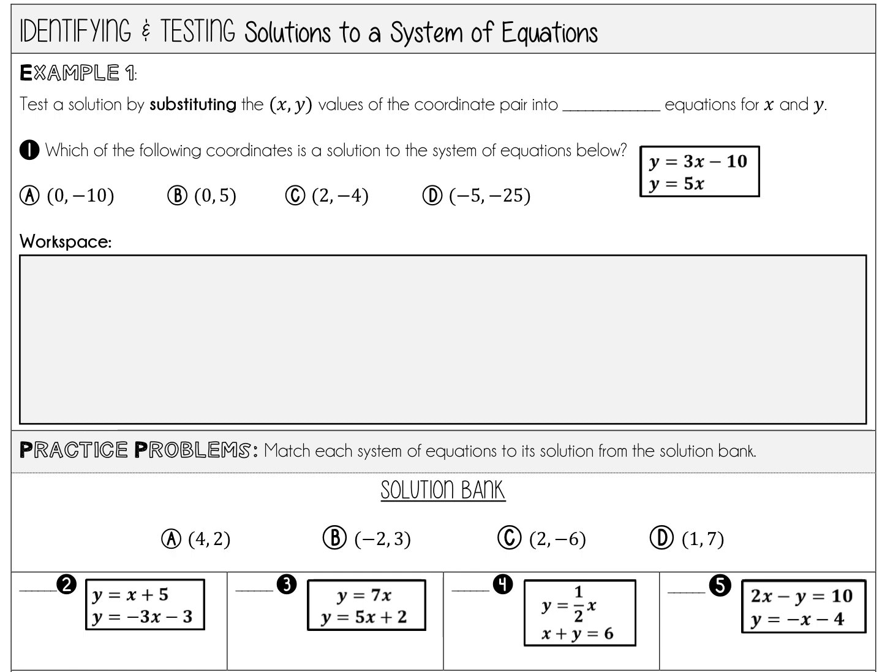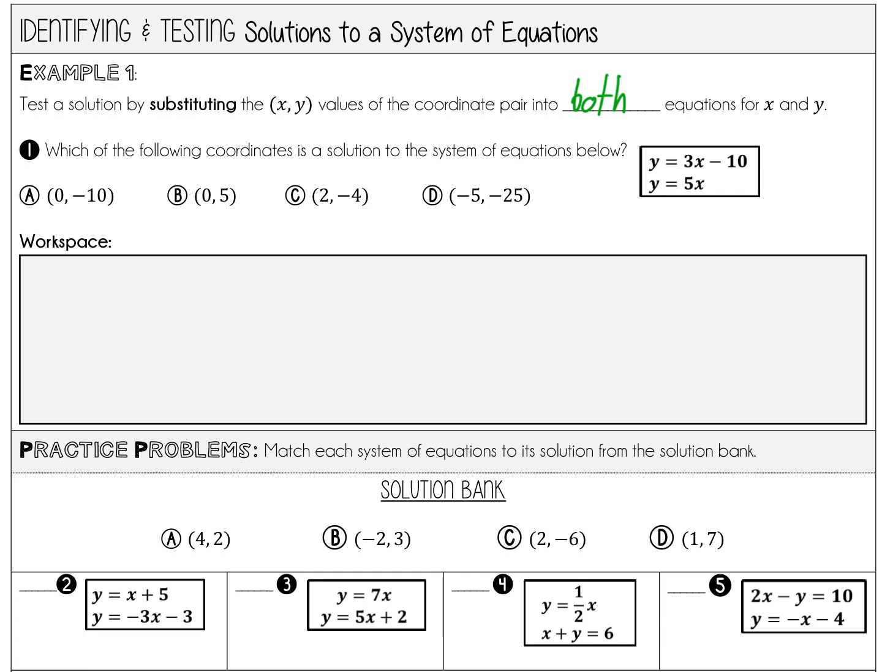Let's look at example 1. Test a solution by substituting the x, y values of the coordinate pair into both equations for x and y. So we want to know which of the following coordinates is a solution to the system of equations below. y equals 3x minus 10 and y equals 5x.